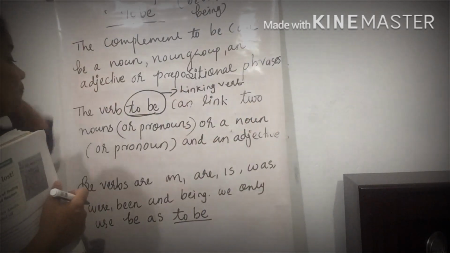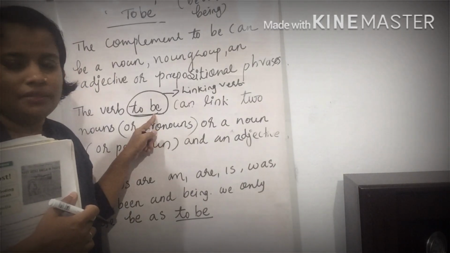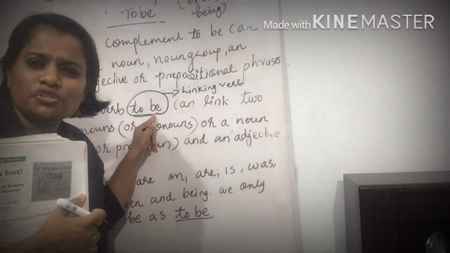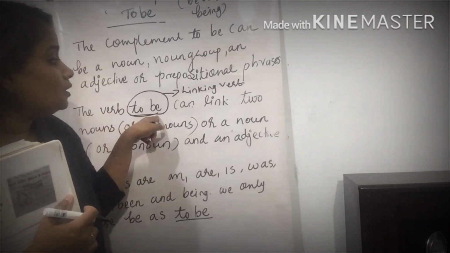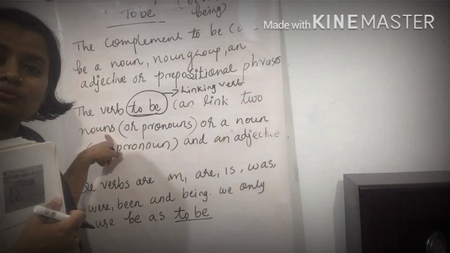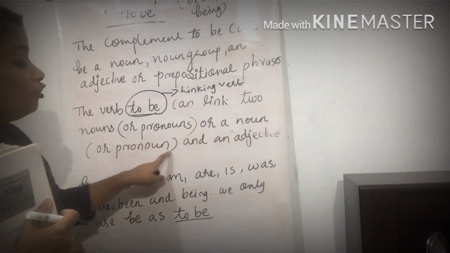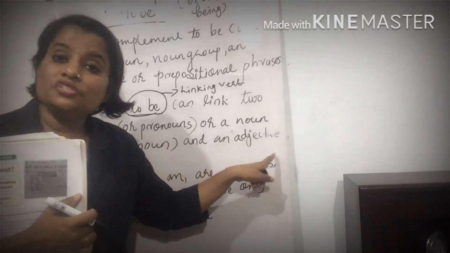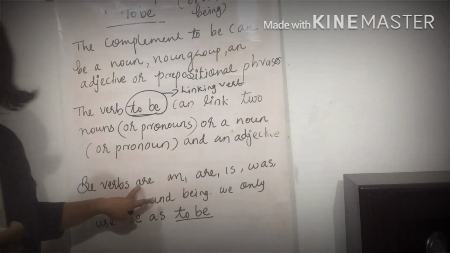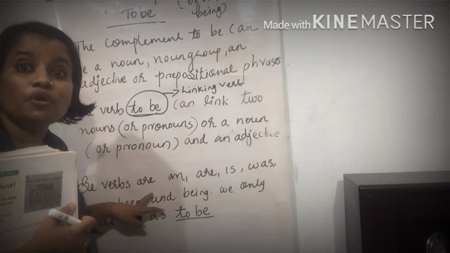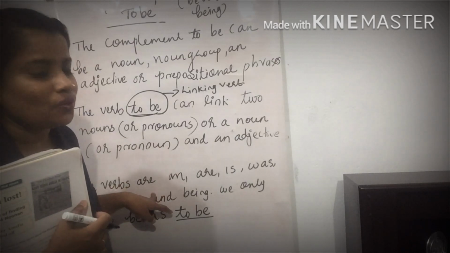I repeat once again, the verb to be. I told you that to be is a linking verb. It doesn't have any action or any separate meaning. So the verb to be can link two nouns or pronouns, or a noun or pronoun and an adjective. What are the be verbs? The different forms of be, that's what we are going to discuss next.